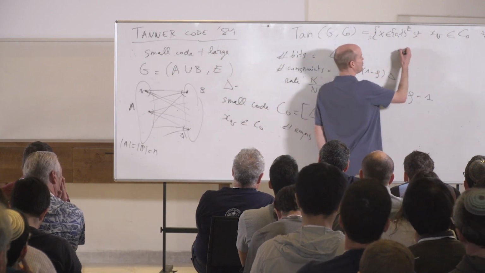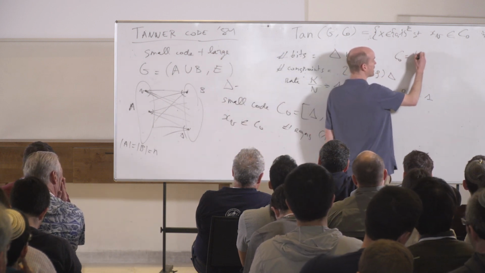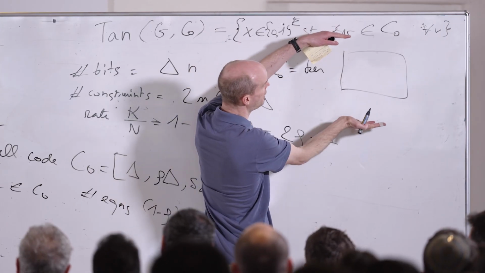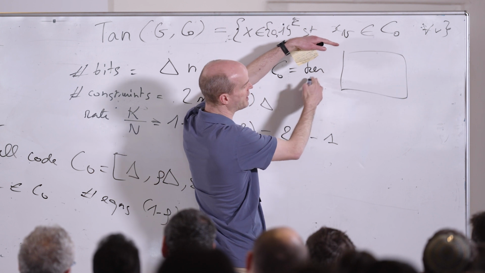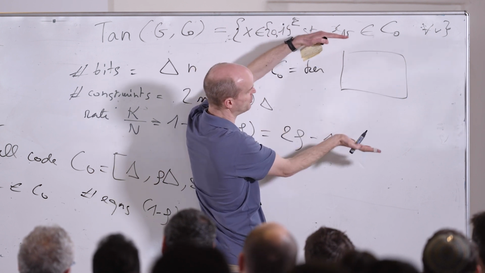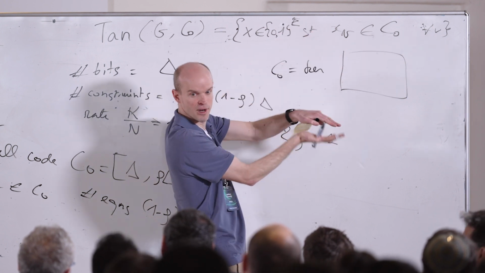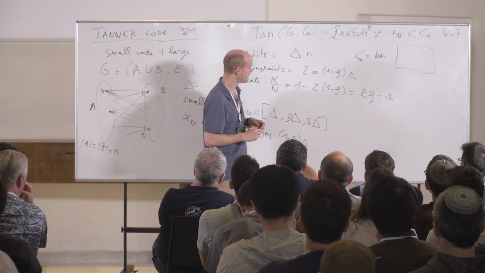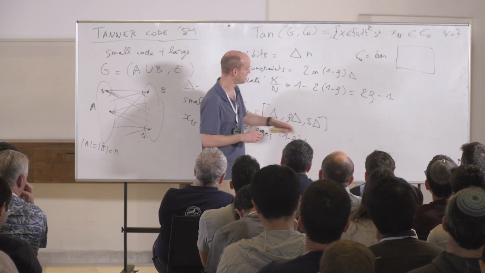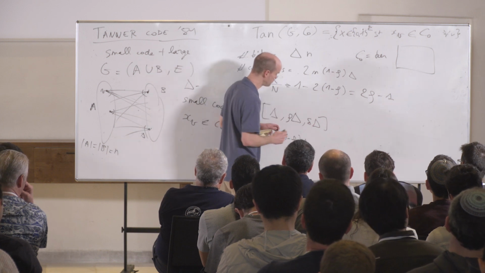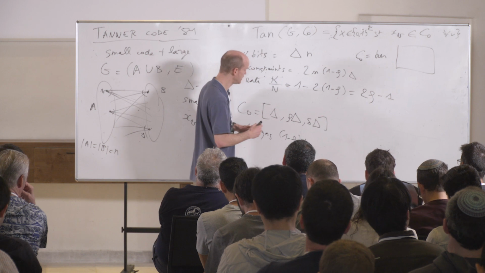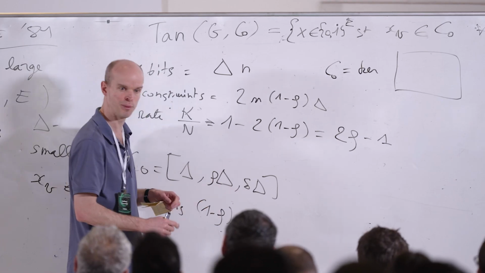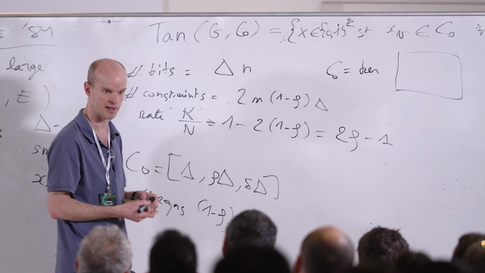If you have a code C0, it's just the kernel of some matrix. If the matrix is square, the kernel will typically have dimension 0. But if it's rectangular but very thin, it will have a large dimension. In the classical case, rho and delta can both be constants, and we know the optimal trade-off that they can achieve.